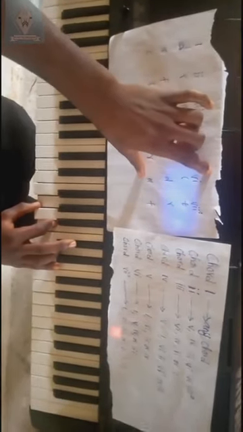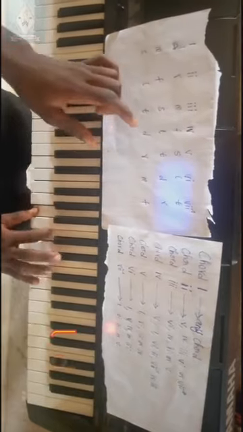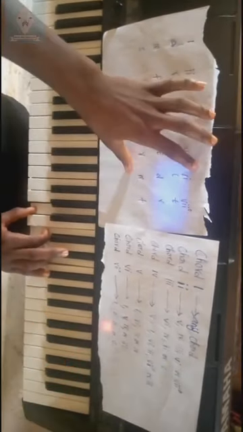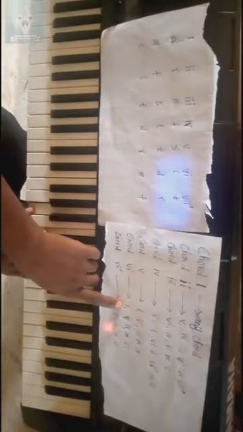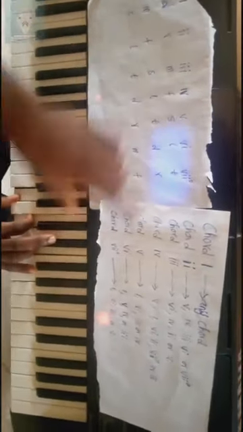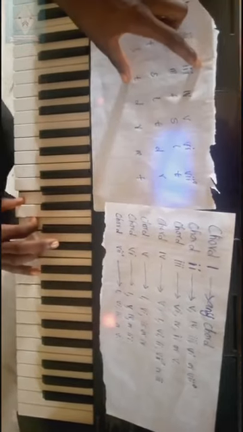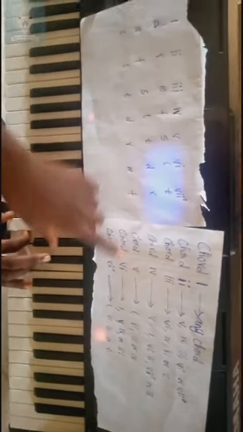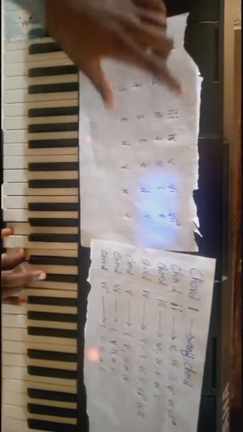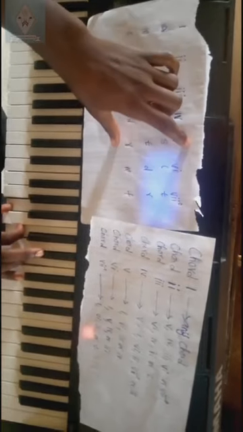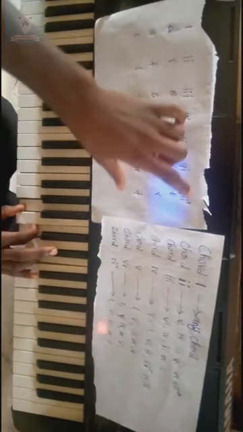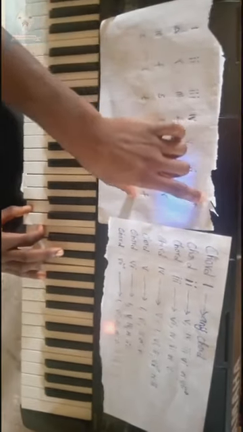Now the next chord is chord 6, which is a minor chord, La, Do, Mi. Now chord 6 can be followed by chord 1, which is this, chord 5, which is this, chord 4, which is this, or chord 3, which is this. So you can follow chord 6 by chord 1, chord 3, chord 4, and chord 5, except chord 7 and chord 2.